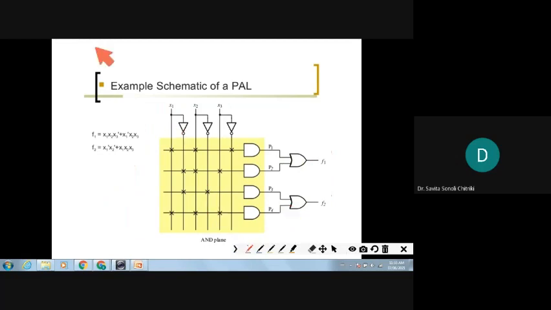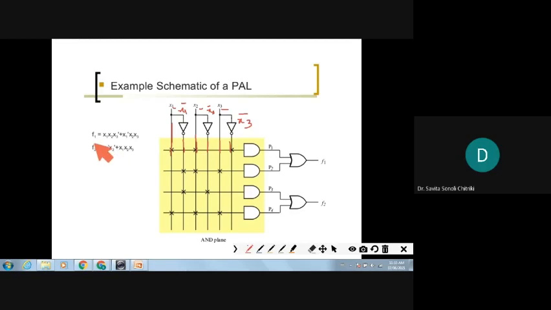So you can see there an example schematic of a PAL. I have 3 inputs, X1, X2 and X3. Now X1 is again inverted, so here I will get X1 bar. On this X1 bar, this is the X2 bar line. All of you are getting this? Okay, X3 bar. So this is the plain input, then this is the inverted input. Non-inverted and inverted inputs are there.